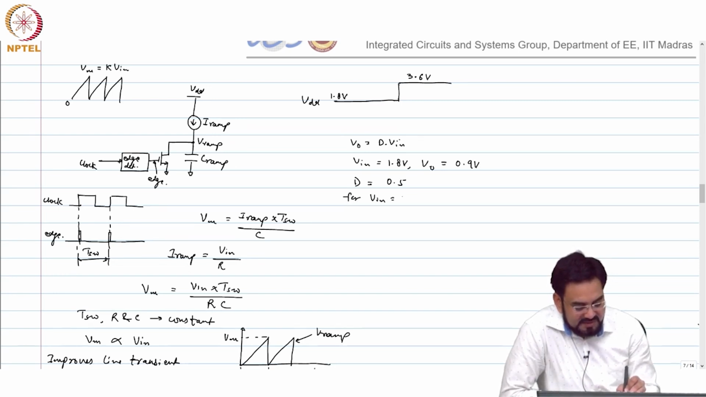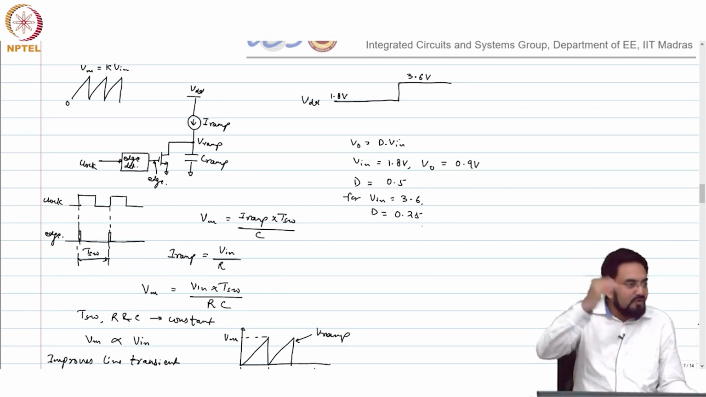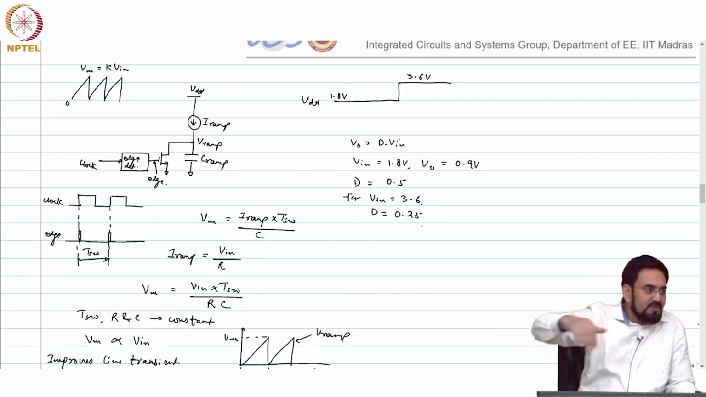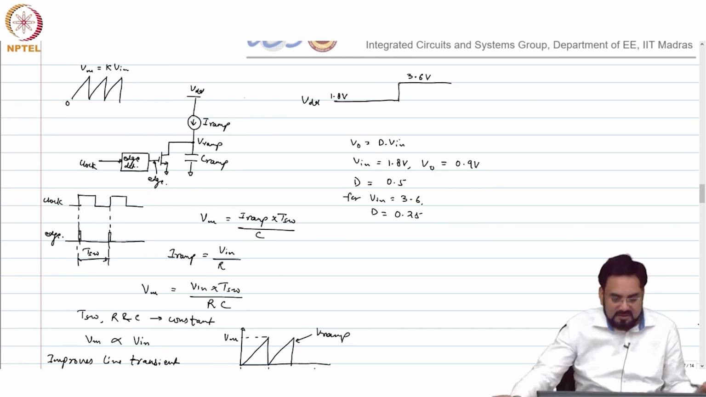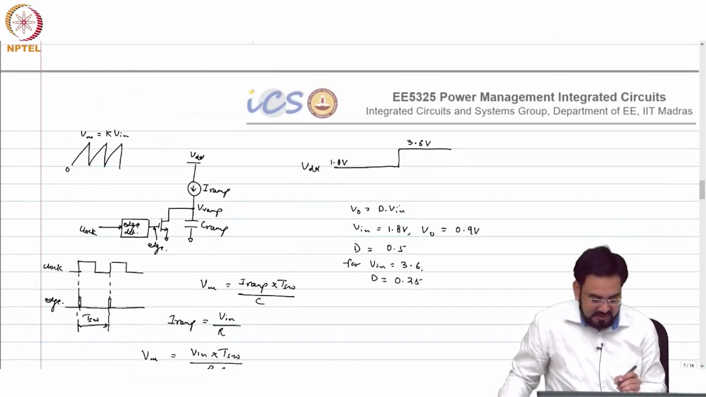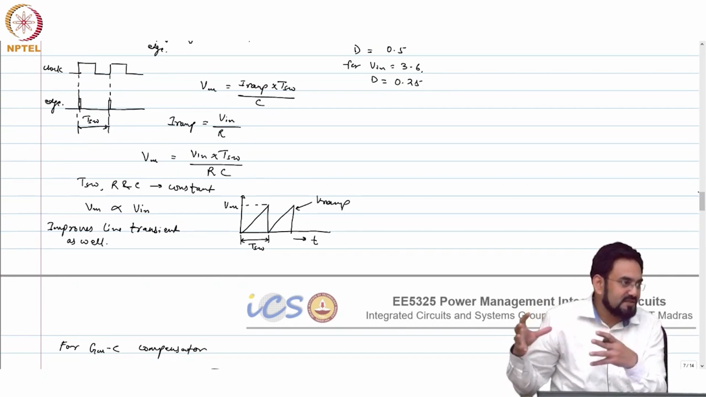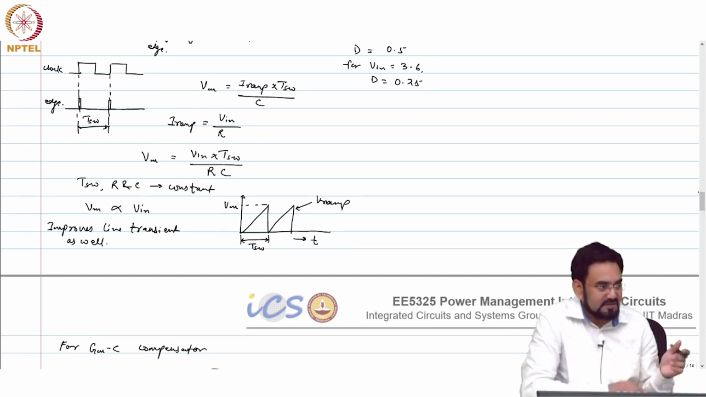For Vin equal to 3.6, D is 0.25, which means you have to go from 0.5 to 0.25, and duty cycle can only be changed by changing the control voltage. So it has to go through the entire feedback. Your control voltage will take some time to go from 0.5 to 0.25. But what is happening here? You are changing the ramp signal. When you change the ramp signal, you are completely bypassing the compensator, because this ramp signal is after your compensator.